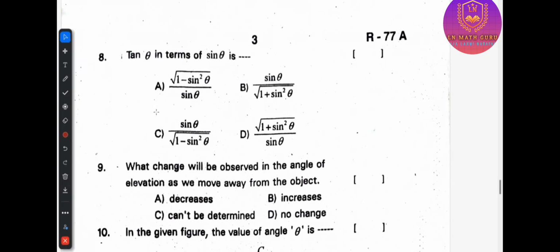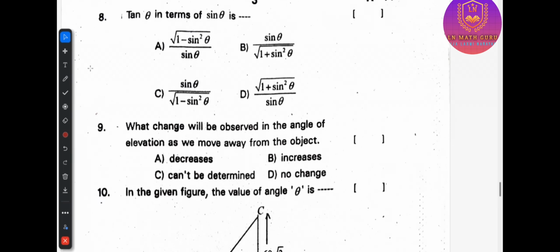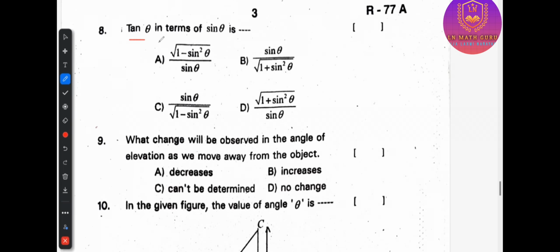I can go to next question now. 8th one. Tan theta in terms of sine theta. So already we know that tan theta is nothing but sine theta by cos theta. But cos also we can convert in terms of sine.